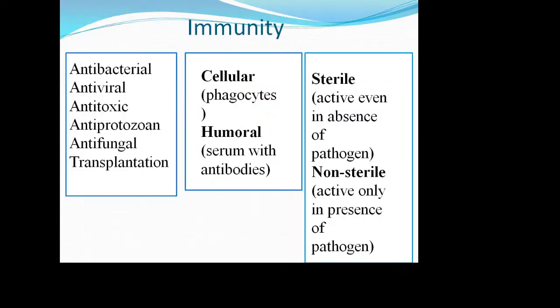Immunity also can be divided into antibacterial, antiviral, antitoxic, antiprotozoan, antifungal, and transplantation immunity. This classification is based on the origin of the antigen. So if the antigen is a bacteria, this immunity is antibacterial. If it's a virus, antiviral. If it's a toxin, it's antitoxic.